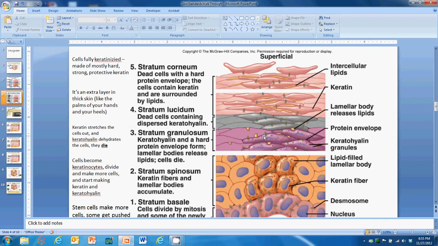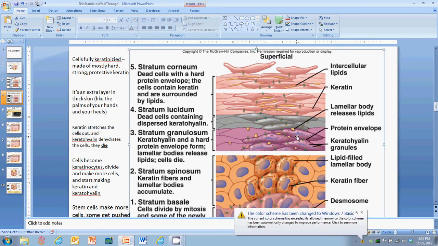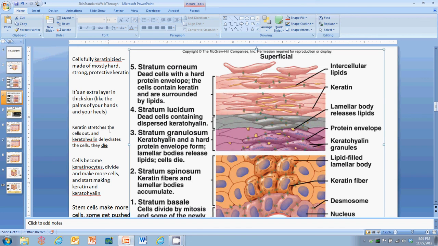In stratum granulosum, this happens. The keratin starts stretching the cells out. It's super strong, and it makes them long and thin and strong. See how they change shape from this nice round thing to this long and thin cell? That's because keratin stretches them out. And keratohyalin is going to dehydrate them. So keratohyalin granules in here are going to dehydrate the cells and shrink them and shrivel them up. They're going to take water out of the cells and make them smaller.